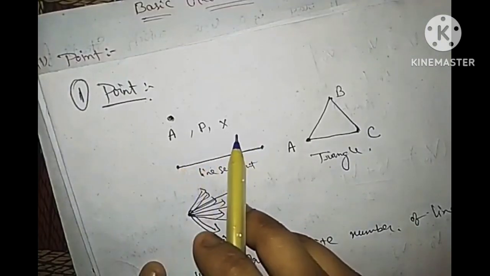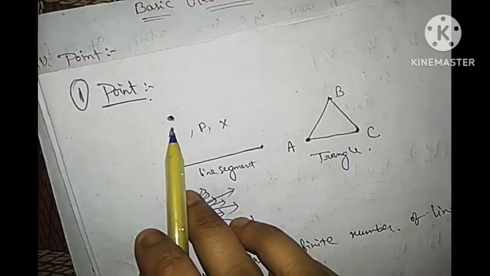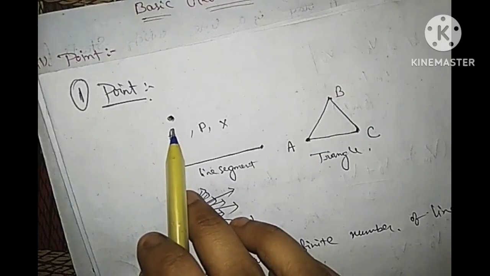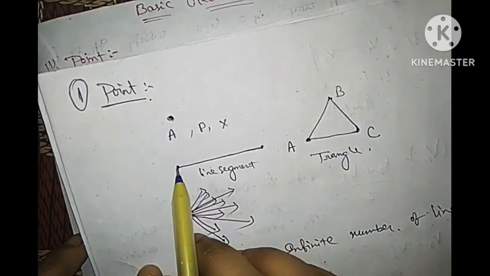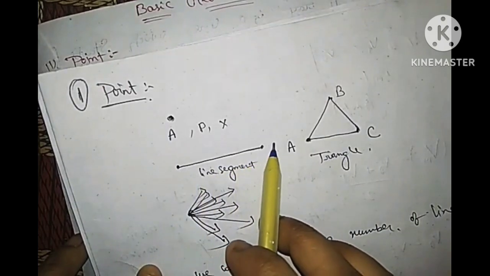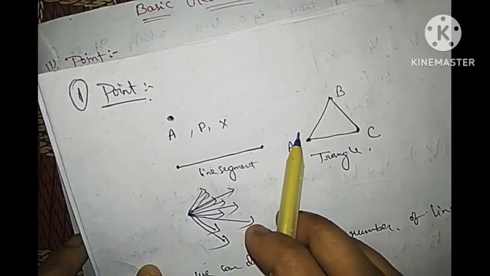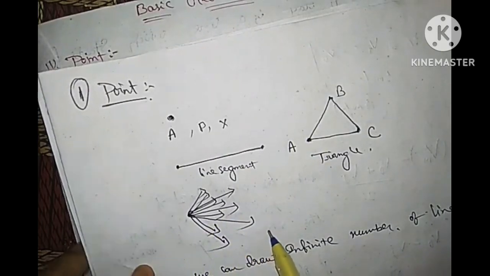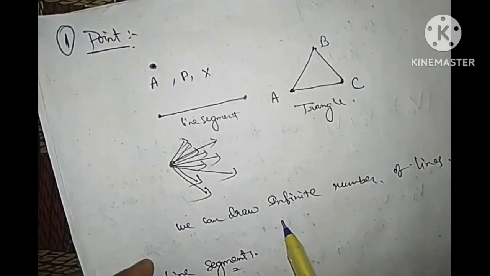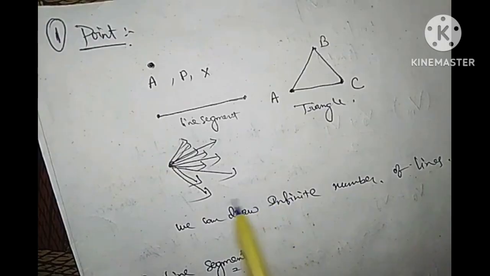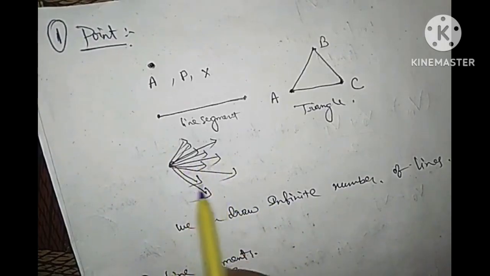See, a point, what they were saying, represents a particular location. Location means from where we can draw. It represents a particular location, and by combining any two points we can draw a particular geometrical shape also. And one more thing: from a point we can draw an infinite number of lines. There is no limit for drawing lines from a particular point, so we can draw an infinite number of lines here like this.